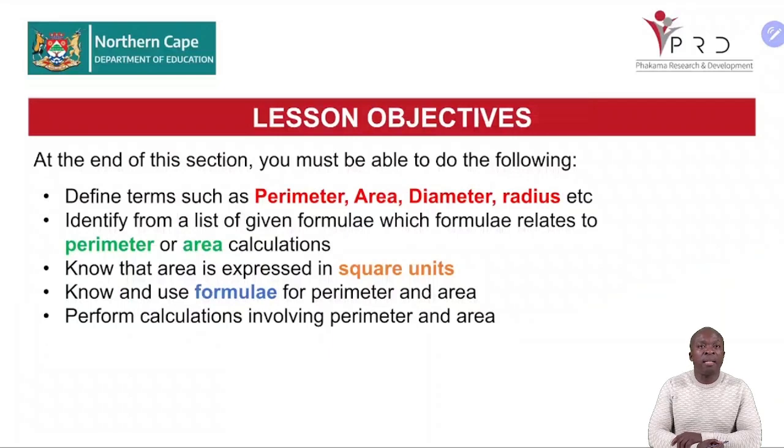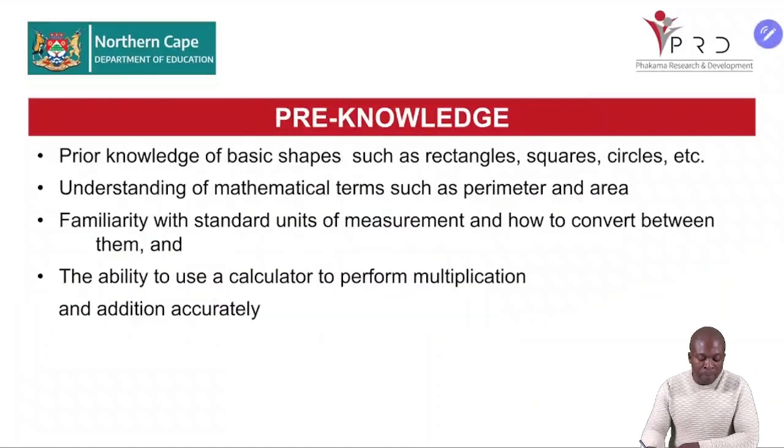So at the end of the lesson, these are some of the things I hope that you'll be able to do. One, you should be able to define terms such as perimeter, area, diameter, radius, etc. You should be able to identify from a list of given formulas which formulas you have to use to solve perimeter and area calculations, and be able to understand that area is always worked out in squared units. The formulas for perimeter and area you have to know and be able to use them. And then the next one is to be able to perform calculations.